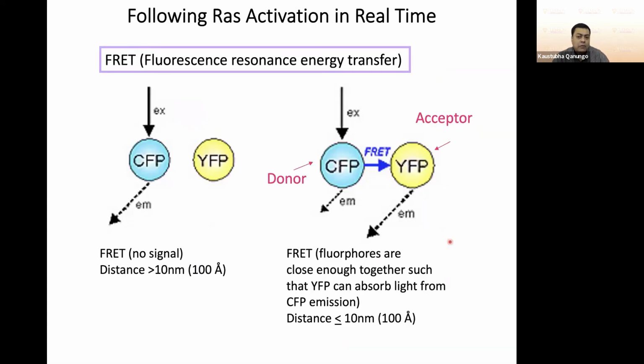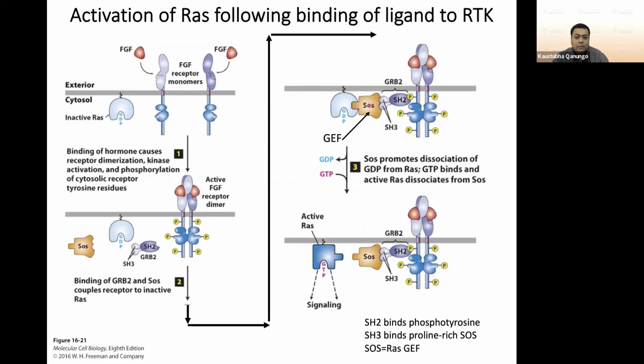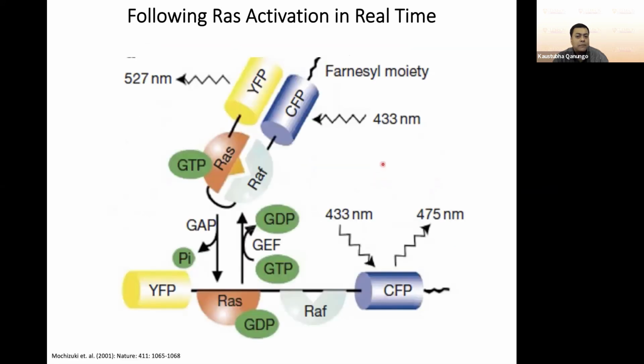So again, we talked about the interaction of these proteins. When these proteins interact, you can track them with fluorescence energy transfer. Just understand how this experiment is done. You have a complex molecule where you have the YFP on one end, CFP on the other end, and then you have RAS and RAF together.